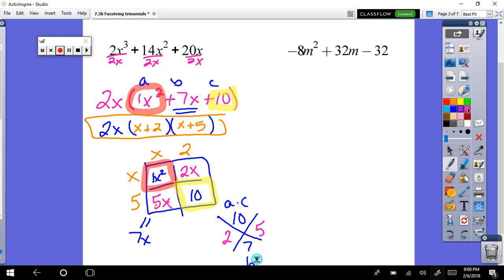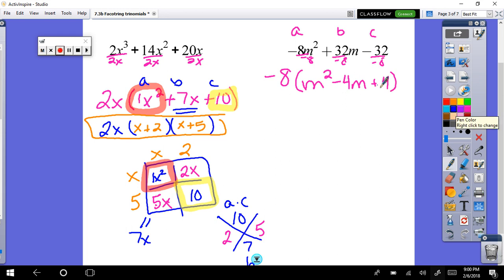The second example, looking for a greatest common factor, this time I can take out an 8, and then remember my leading coefficient, or my a value, I always want that to be positive. So I actually need to take out a negative 8. So if I divide everything by negative 8, what's going to be left is just m squared, minus 4m, and then negative divided by negative is going to be plus 4.